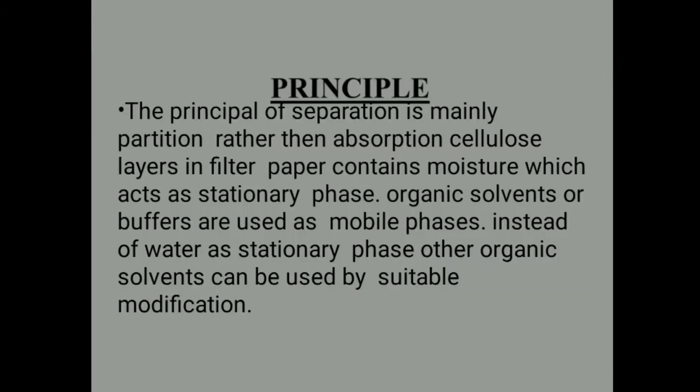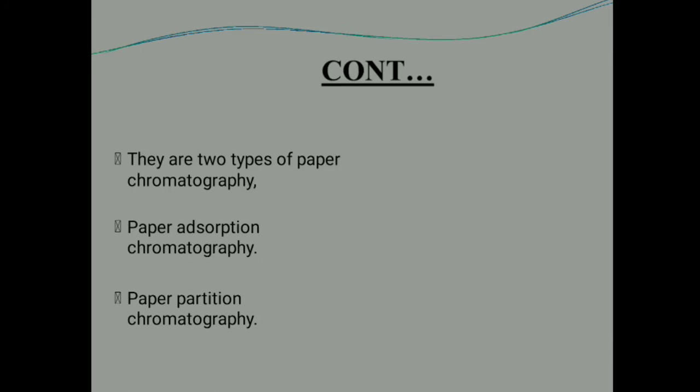Talking about the principle of separation, it is mainly partition rather than adsorption. The cellulose layer in filter paper contains moisture which acts as the stationary phase. Organic solvents or buffers are used as the mobile phase, with water as the stationary phase. Other organic solvents can be used by suitable modification. There are two types of paper chromatography: paper adsorption chromatography and paper partition chromatography.